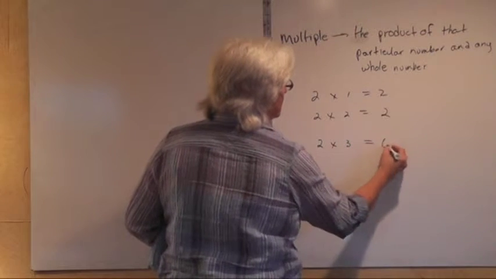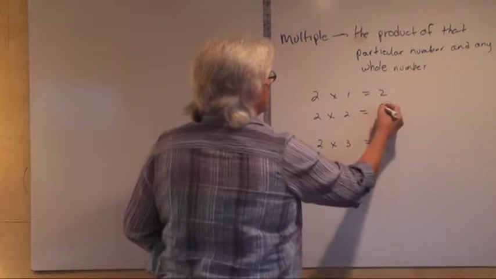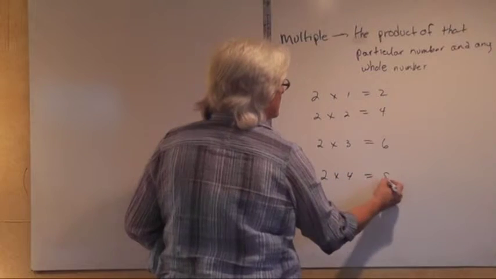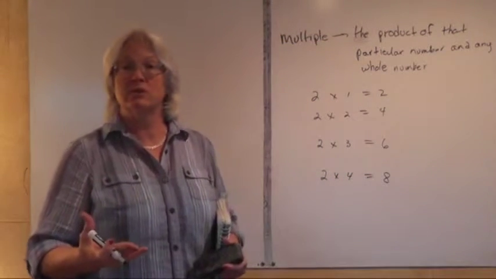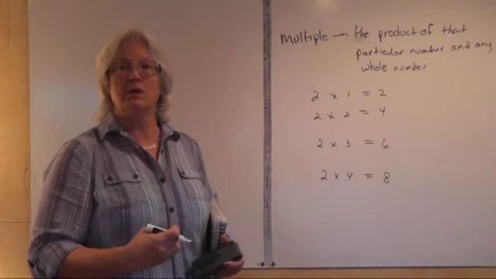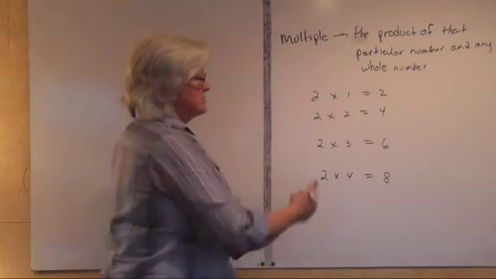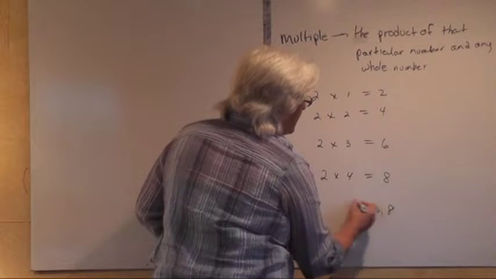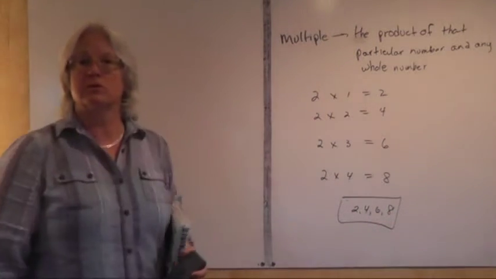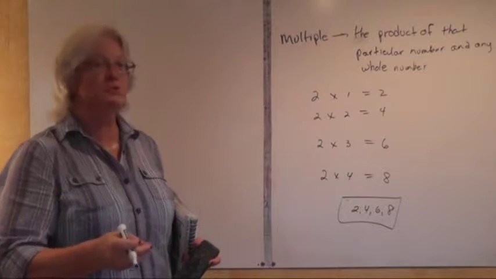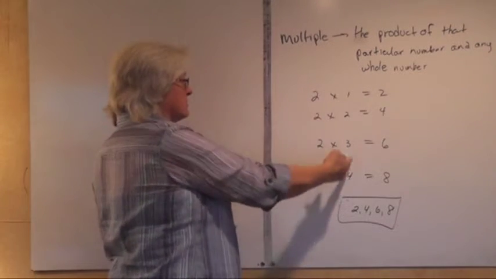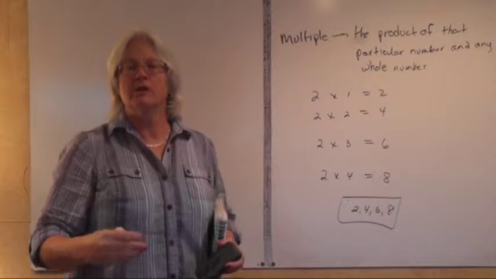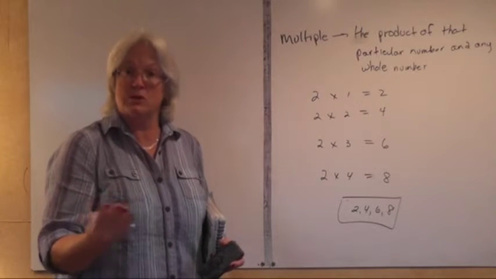2 times 3 is 6. 2 times 2 is 4. 2 times 1 is 2. 2 times 4 is 8. Your question asked you to indicate the first 4 non-zero multiples of 2. This is what we have here, and you would show your answer 2, 4, 6, and 8, and then you would circle it or square it off. So all multiples are the product of whole numbers, typically in sequence, with one particular number that's repeated over and over. Now they're typically going to want to indicate non-zero multiples.